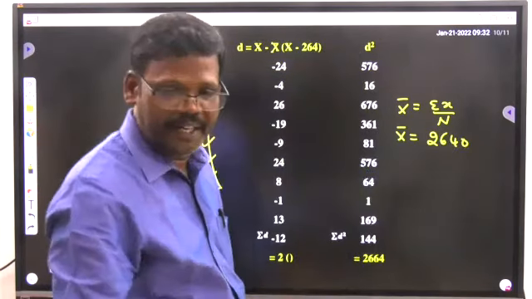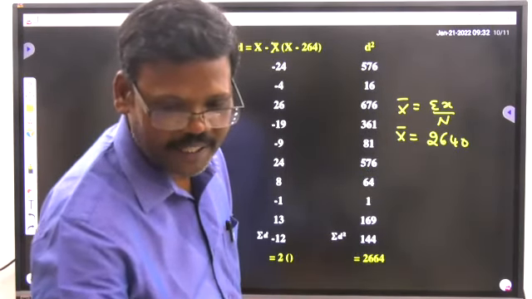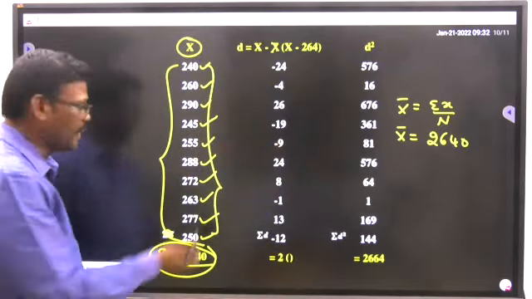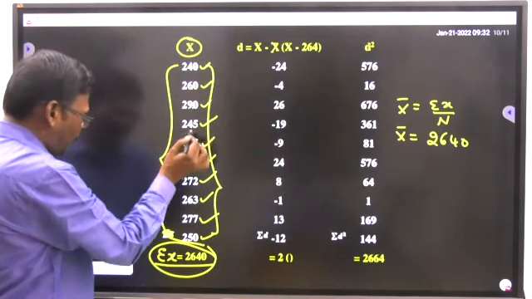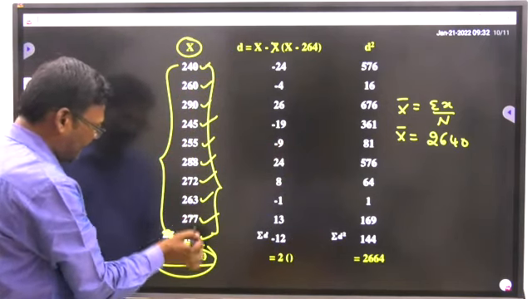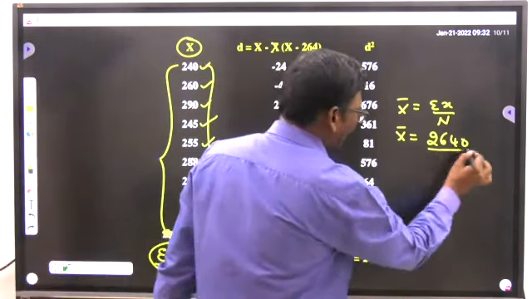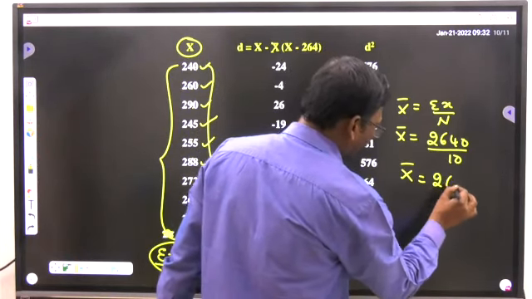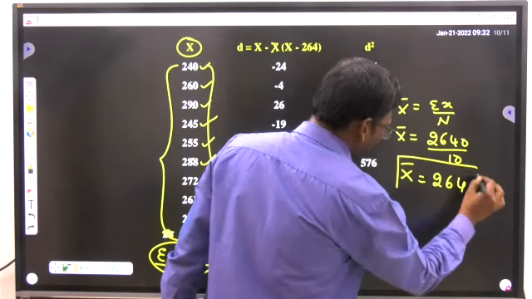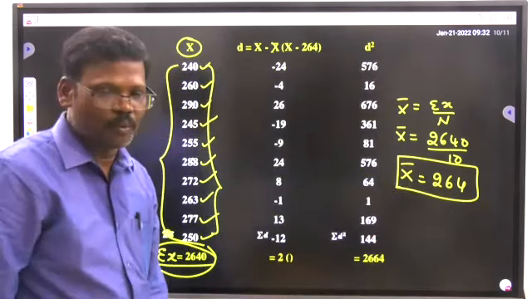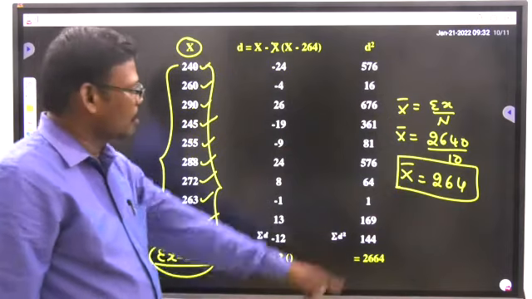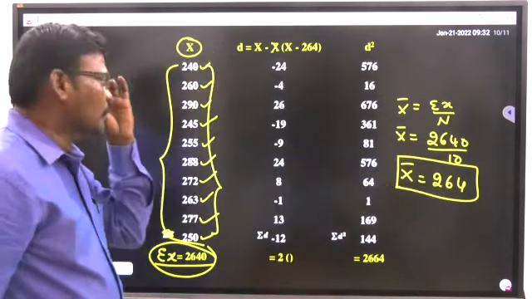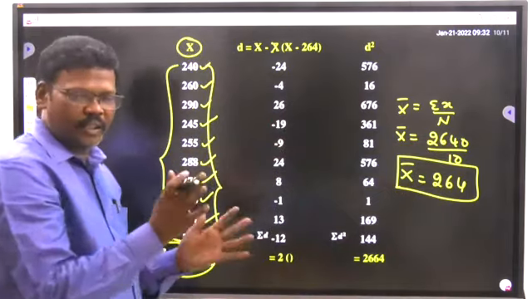2640 divided by n, the number of observations. How many are there here? 1, 2, 3, 4, 5, 6, 7, 8, 9, 10. So 2640 by 10, x bar is equal to 264. This is called the assumed mean. So now we know x bar.